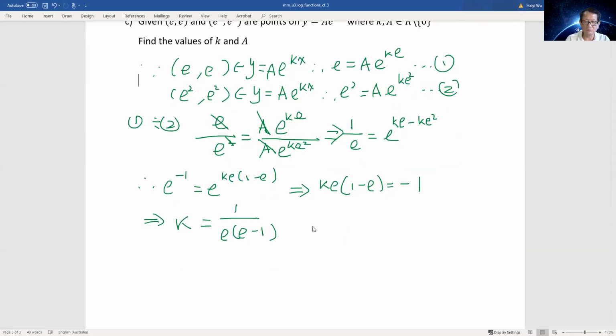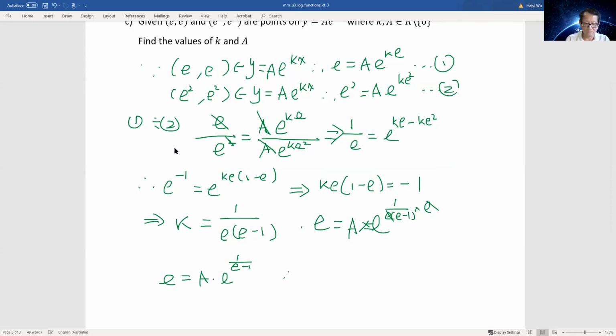Now let's substitute back into equation 1 to find the A. Before I do that, I need equation 1: e equals A times e to the power of K. K will be using this. So e cancels. So e will be equal to A times e to the power of 1 divided by e minus 1.